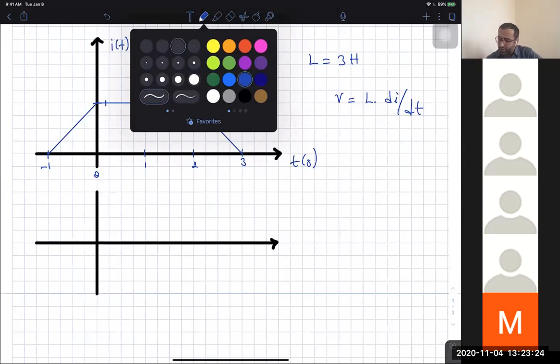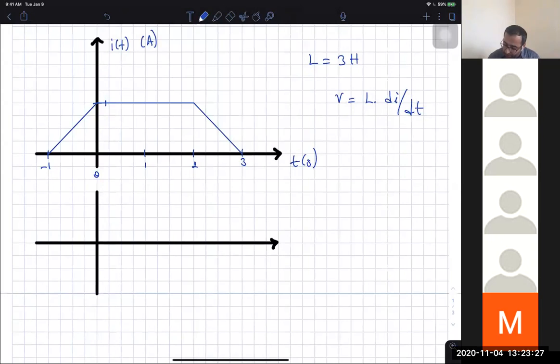Okay, Emirhan. For this one, what I would like you to do is to look at this graph. We have different sections here where the current has different characteristics, so we should analyze this part by part, region by region. Can we start maybe from -1 to 0? How will the voltage look in this region? There is a positive change, so di per dt is equal to, I think, 1. So the voltage is 3 H times 1, 3 volts.